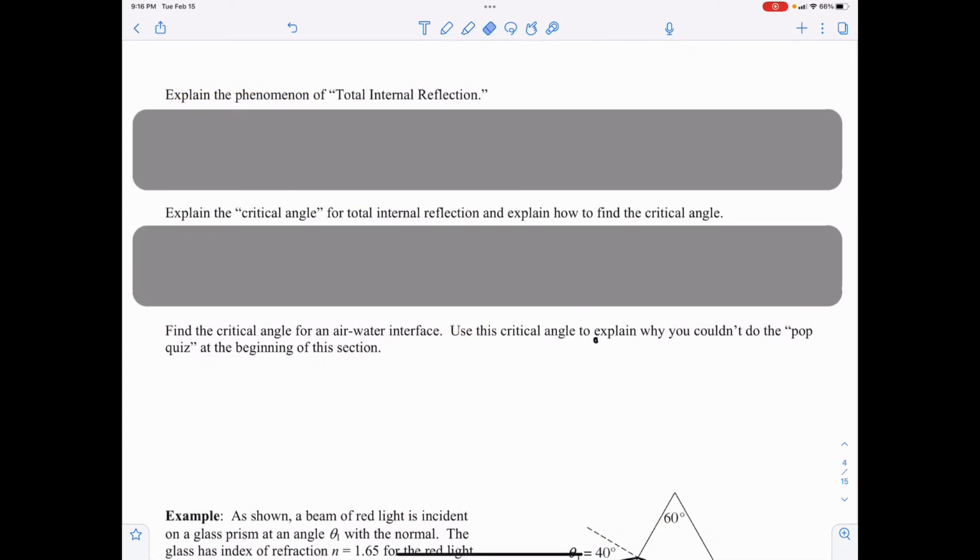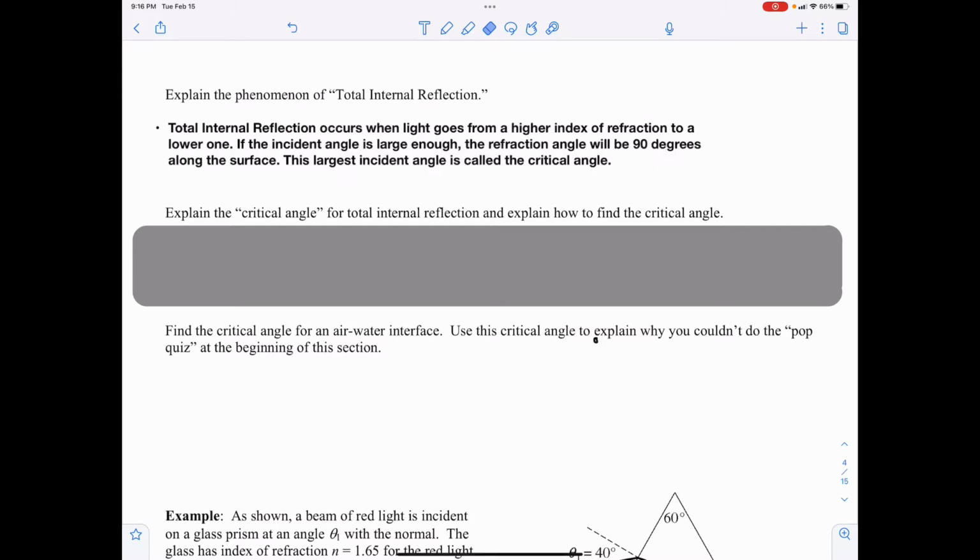Explain the phenomenon of total internal reflection. Total internal reflection occurs when light goes from a higher index of refraction to a lower index of refraction. If the incident angle is large enough, the refracting angle will be 90 degrees along the surface. Okay, here's what we mean.